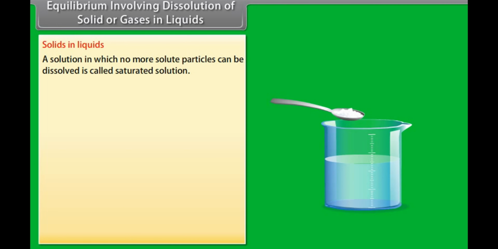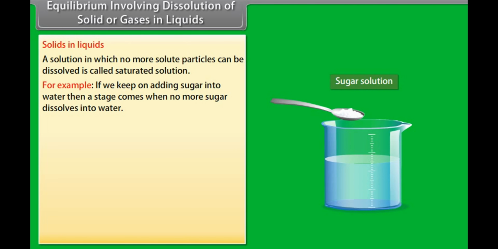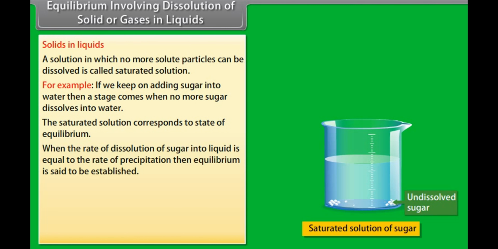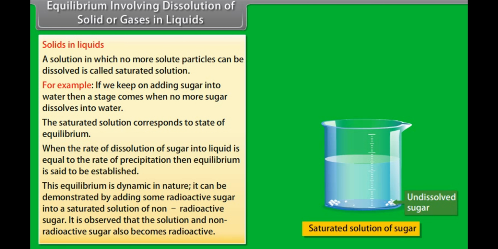Solids in liquids. A solution in which no more solute particles can be dissolved is called saturated solution. For example, if we keep on adding sugar into water, then a stage comes when no more sugar dissolves into water. The saturated solution corresponds to state of equilibrium. When the rate of dissolution of sugar into liquid is equal to the rate of precipitation, then equilibrium is said to be established. This equilibrium is dynamic in nature.